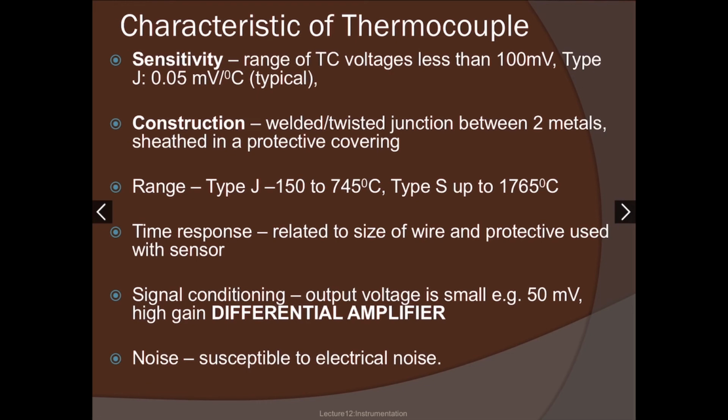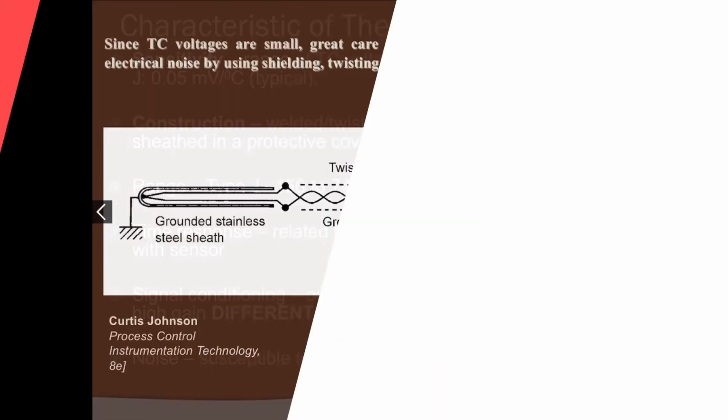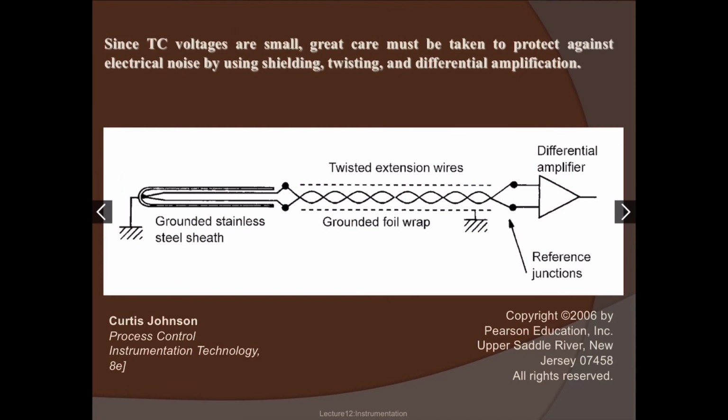Then the last one is the characteristic that thermocouple is affected by electrical noise. Since the voltages are small, great care must be taken to protect against electrical noise by using shielding, which is the protective covering, twisting extension wire, and grounding the foil wrap of the extension wire, and also having a high gain differential amplifier. Here is the reference junction.